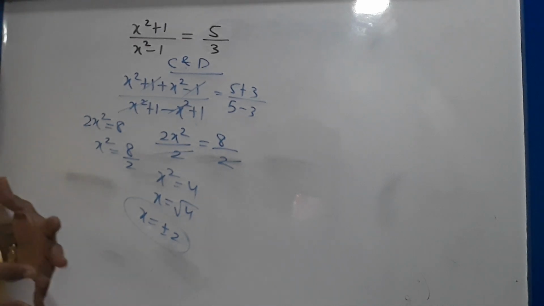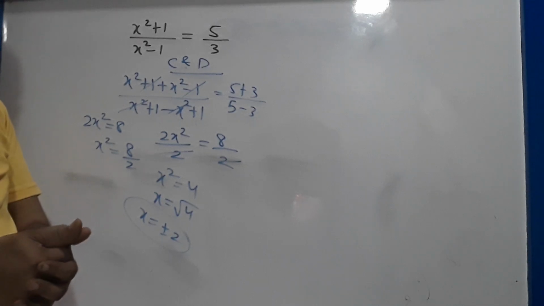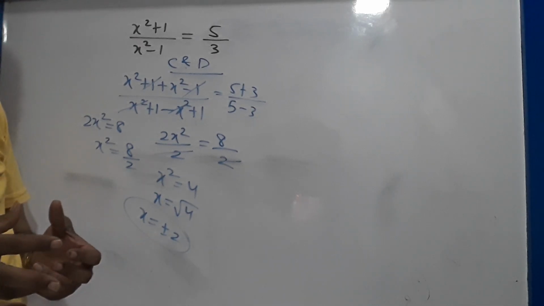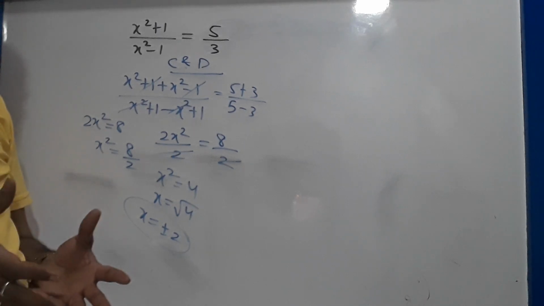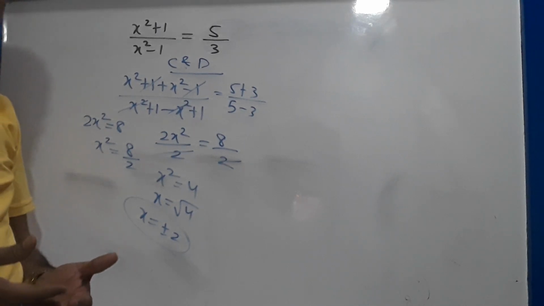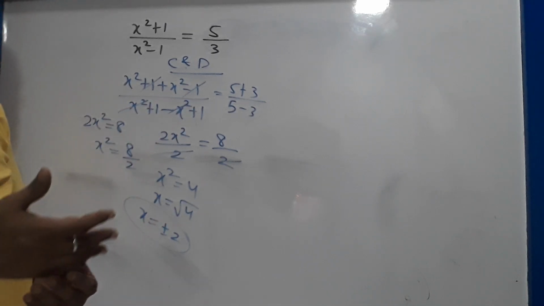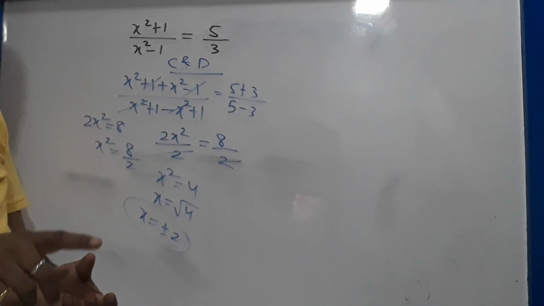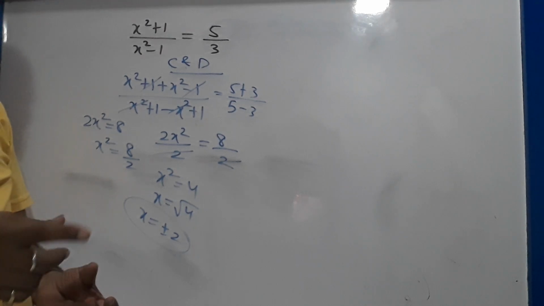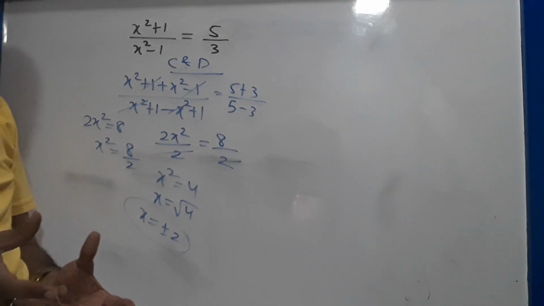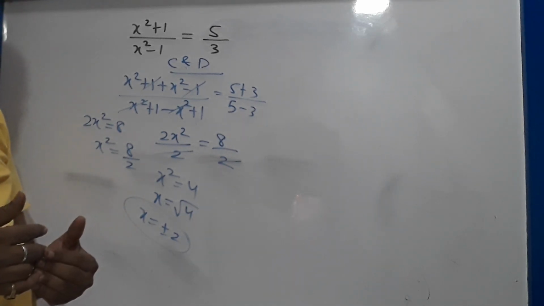So we have covered all the questions of ratio and proportion: the basic definition of proportion, then continued proportion, mean proportion, third proportion, fourth proportion, then properties of proportion. Invertendo means invert, a upon b, b upon a. Then componendo means numerator plus denominator upon denominator. Dividendo means numerator minus denominator upon denominator. Componendo dividendo means numerator plus denominator upon numerator minus denominator.